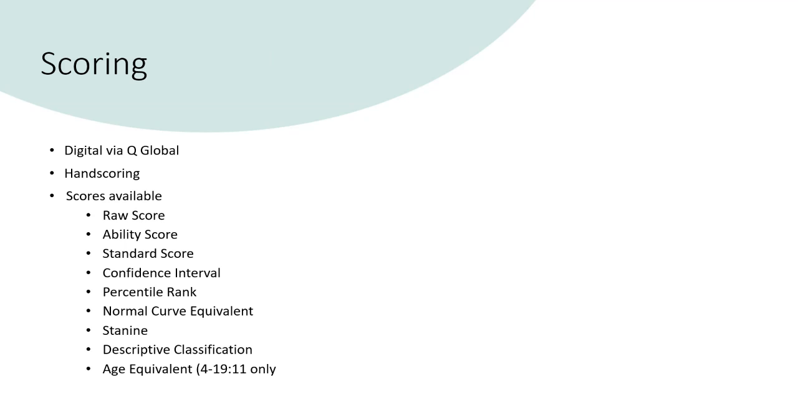For the scoring, the Ravens 2 Q Global digital forms are scored automatically, and then a report is generated. To score the paper form using Q Global, select the Q Global manual entry option and enter the required examinee's information and item responses. If an item response is missing, just leave that item response blank. If you're choosing to hand score, hand scoring is available using the scoring key and the manual.